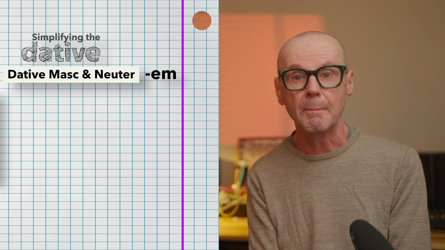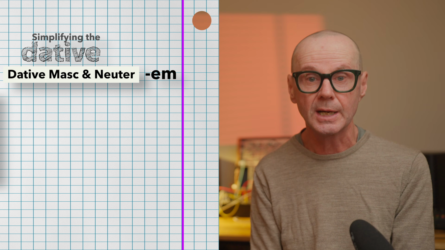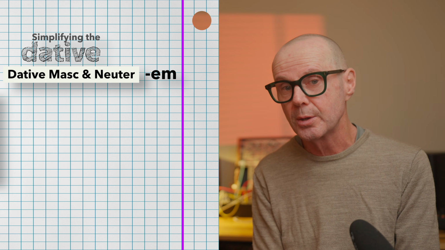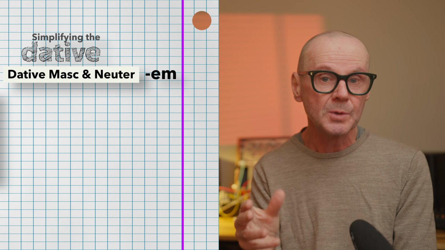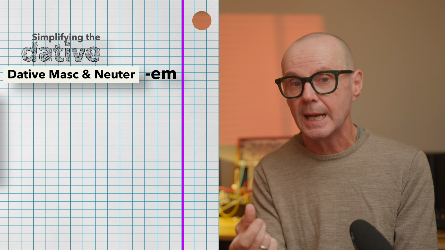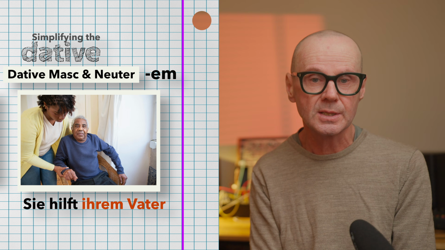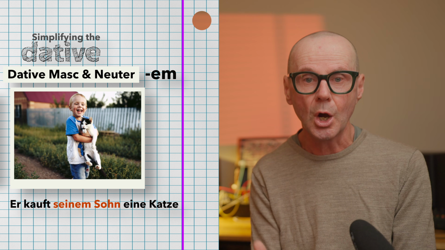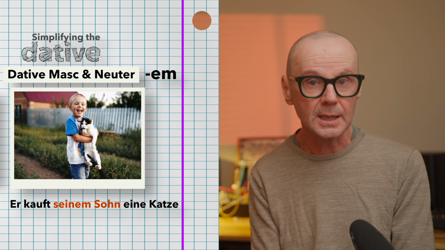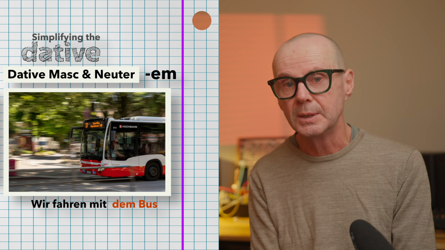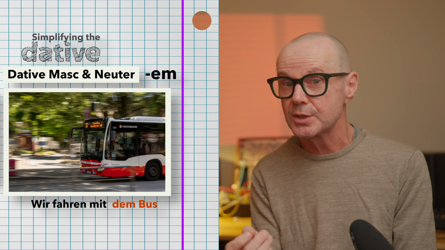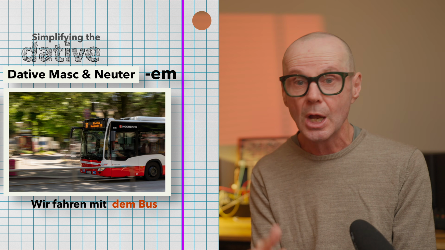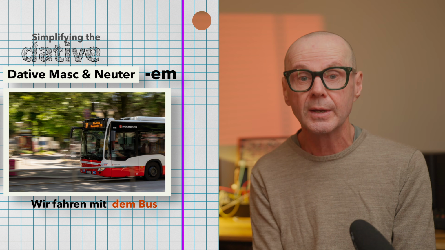And then we've got our masculine nouns and the neuter nouns, but we don't distinguish between them in the dative. Instead, we group them together and introduce them with articles that have an em ending, like in these examples. Sie hilft ihrem Vater. Kauft seinem Sohn eine Katze. Wir fahren mit dem Bus. Now, we haven't used this em ending before, so it's usually pretty easy to see when we've got a masculine or a neuter noun in the dative.